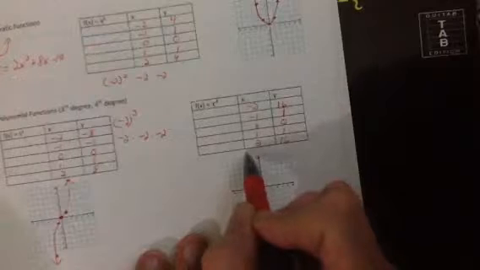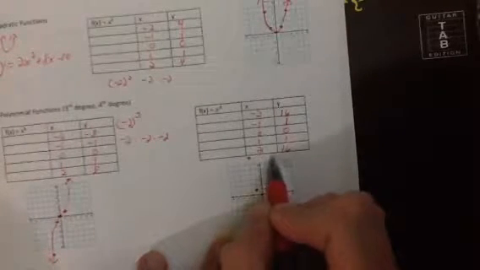If I go to -2, 16, that's left 2 and up 16, way up here somewhere. -1, +1 is left 1, up 1. 0, 0 is the origin. 1, 1 is right 1, up 1. And 2, 16 is right 2 and up 16. So you get another one of those U shapes.